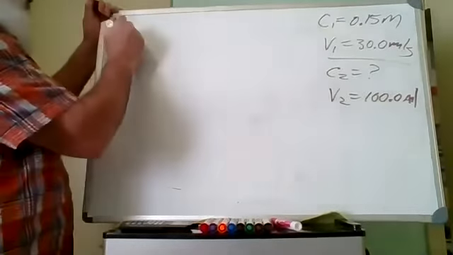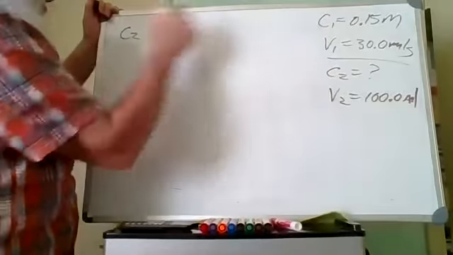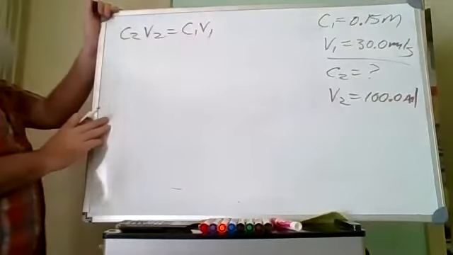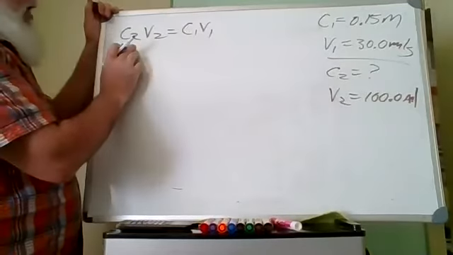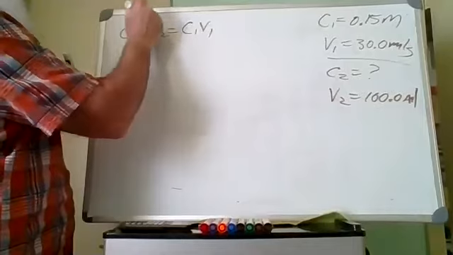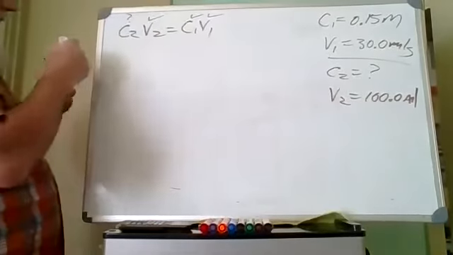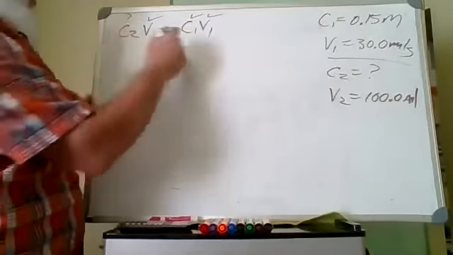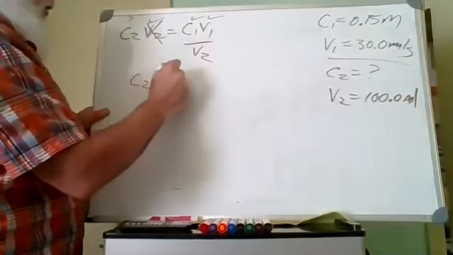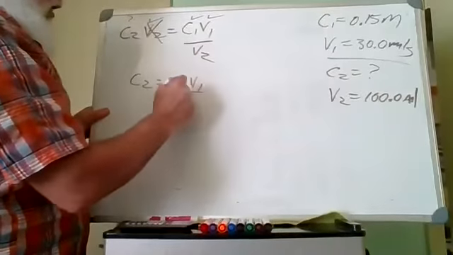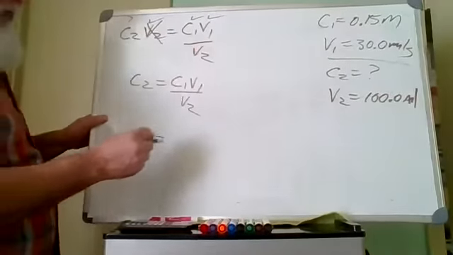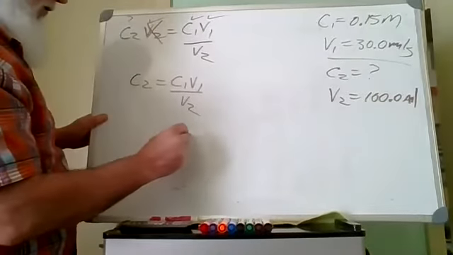So here's the dilution equation. I always like to put my unknown on the left. Let's check off what we know and what we don't know. Don't know that. Know that. Know that. Know that. So I need to move V2 over to the other side. Get rid of it there. Underneath, write what's left: C1V1 over V2. Go ahead and plug in from over there. So C1 is 0.15 molar.